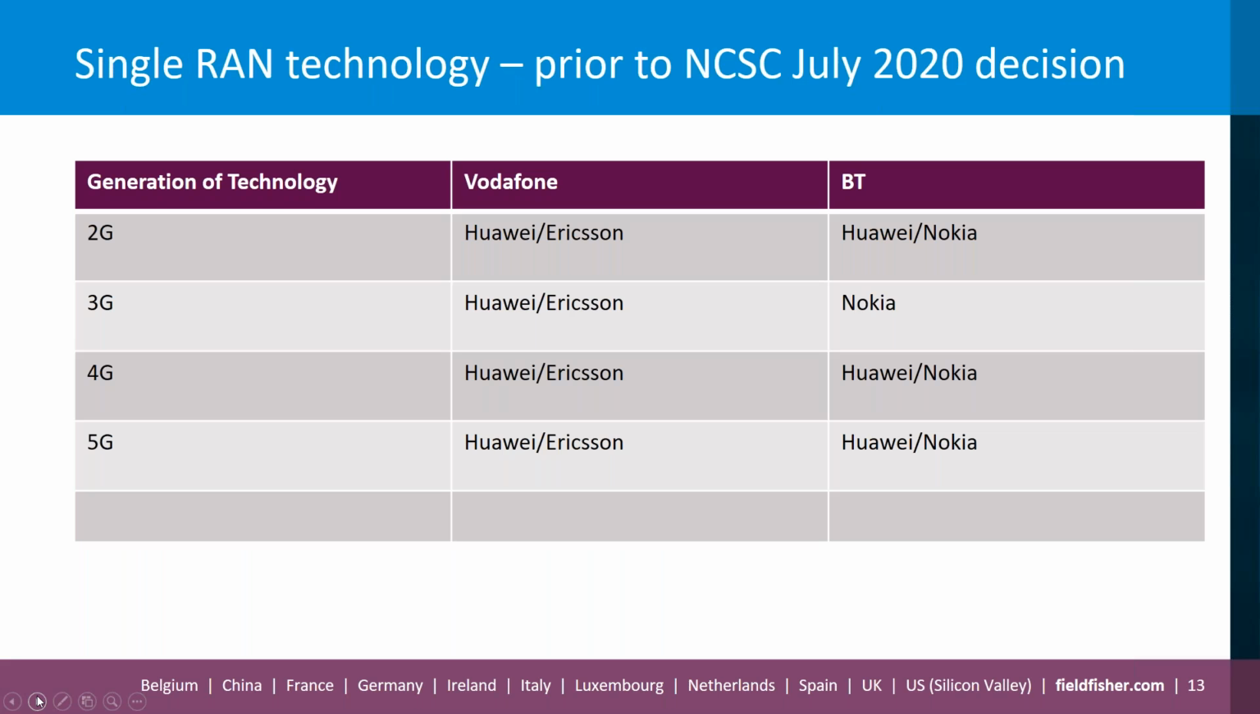So single RAN technology, I think, is a significant impediment, or certainly a hurdle that needs to be overcome if the vision of Open RAN is going to be realized. So I've picked out 2 operators and looked at their vendors in their radio access network prior to the July decision to require those operators to remove Huawei from the network by 2027. In effect, Vodafone, for all generations of technology, use Huawei and Ericsson, and BT use Nokia in their 3G access network, and then Huawei and Nokia in the 2G, 4G, and 5G.